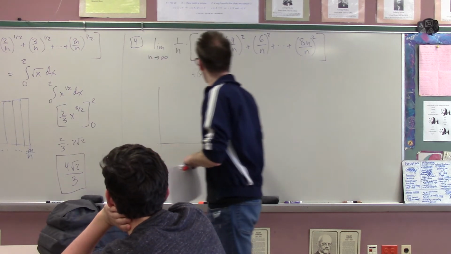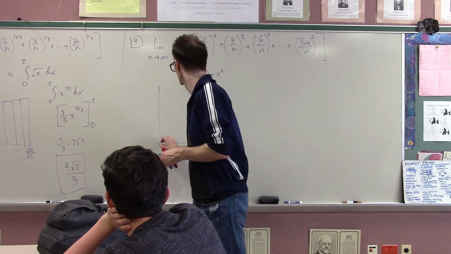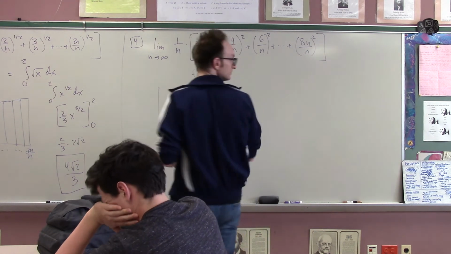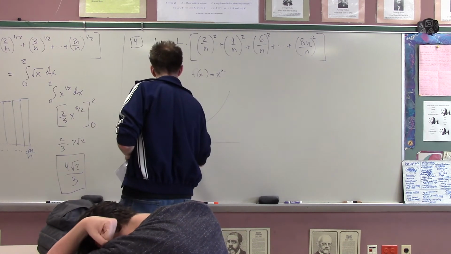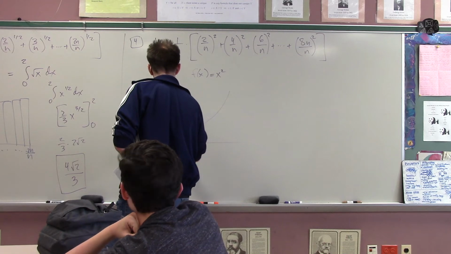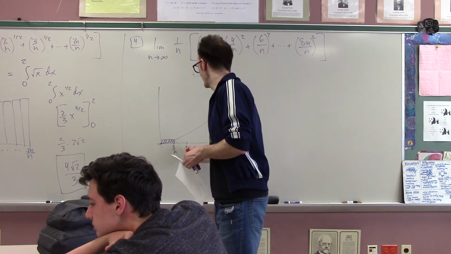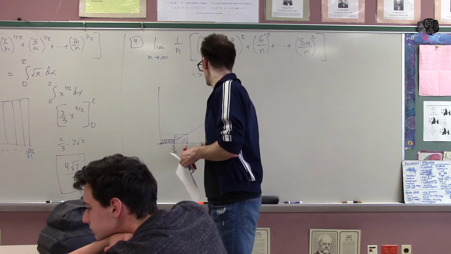Because what's the first number that I'm plugging into x squared? 2 over n, is that what you mean? Oh yeah. Yeah, 2 over n is the first number that I'm plugging in. And what's the next number that I'm plugging in? 4 over n, and the next number I'm plugging in, 6 over n, etc.